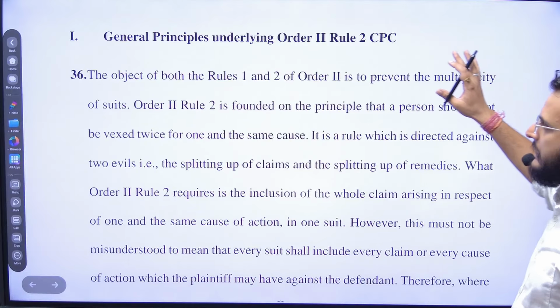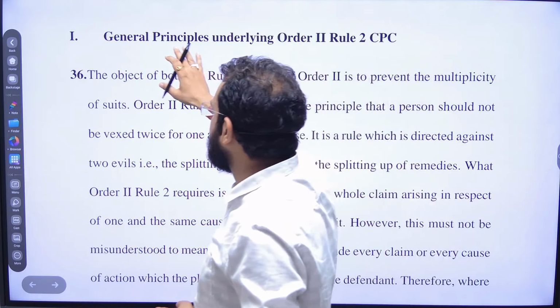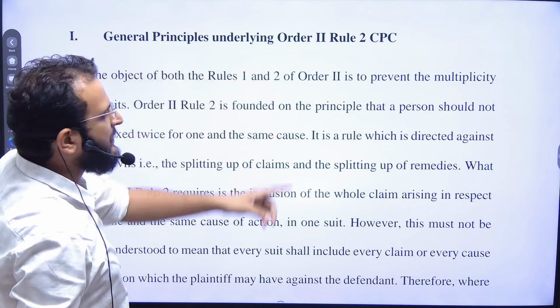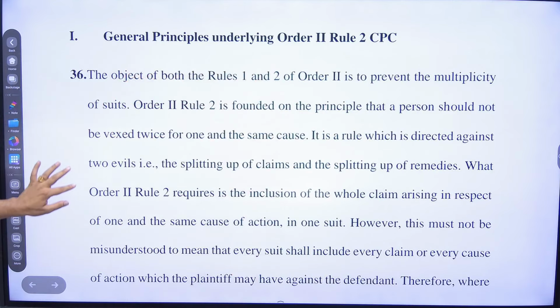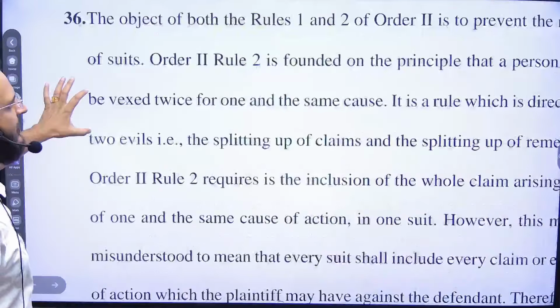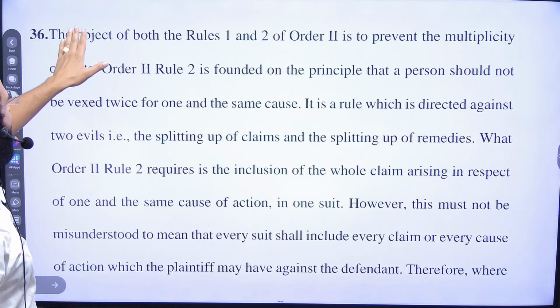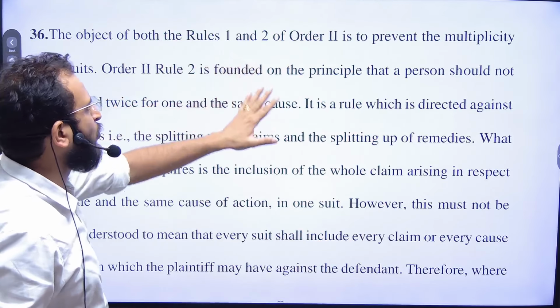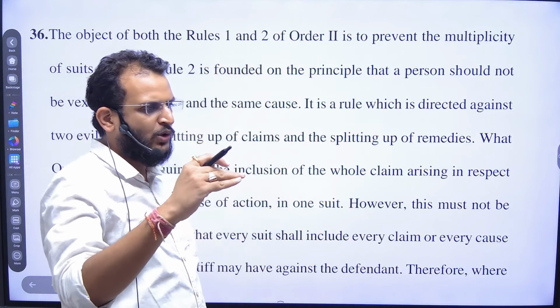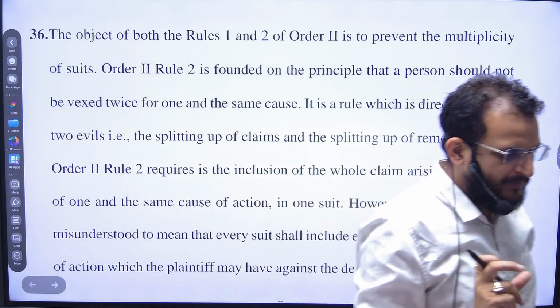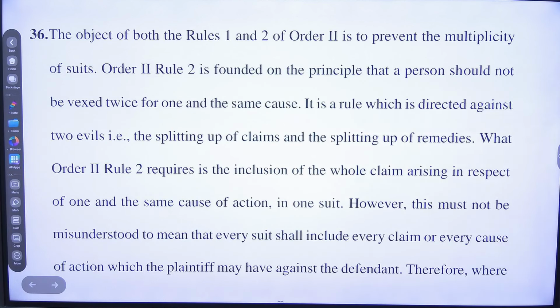Yeah, so in this judgment, as you can see, it is written in para number 36, page number 27, general principles underlying Order 2 Rule 2. Is it visible to everyone? Yes. What is written? The object of both Rule 1 and Rule 2 of Order 2. Rule 1 says the suit should be so framed that there should not be any possibility of any further litigation. Correct? That is what is in Rule 1.